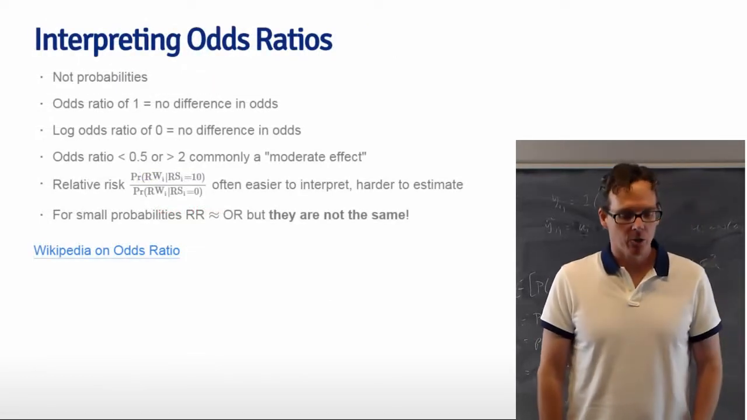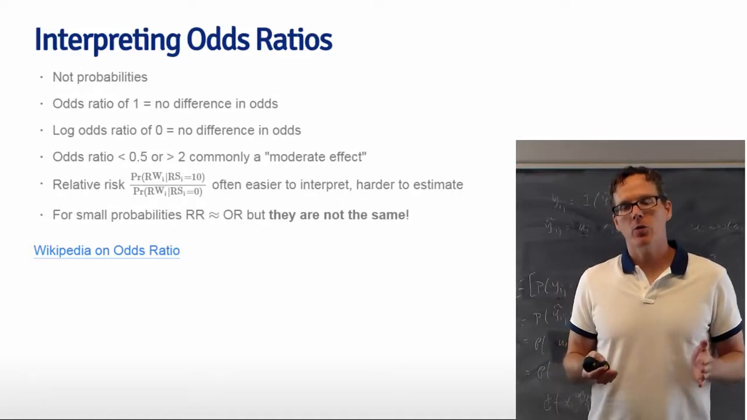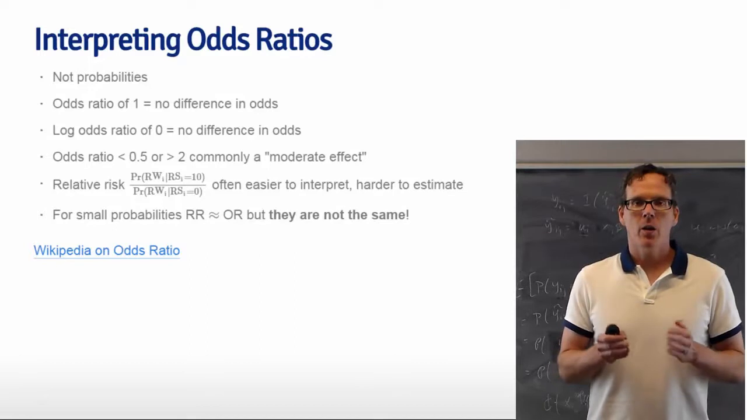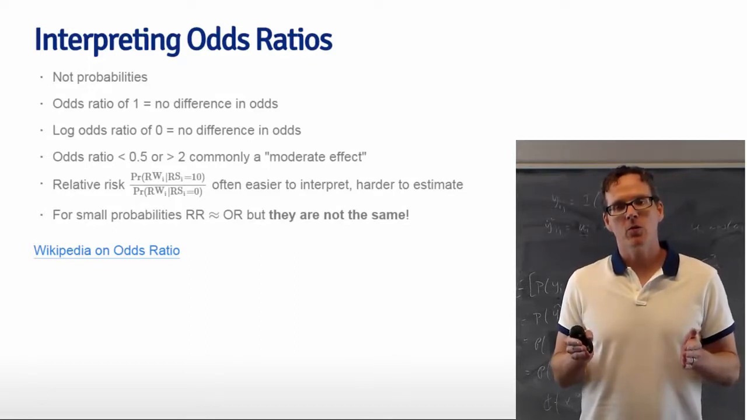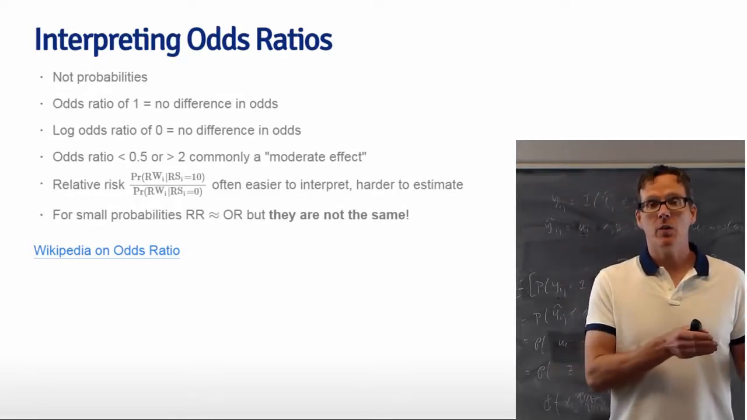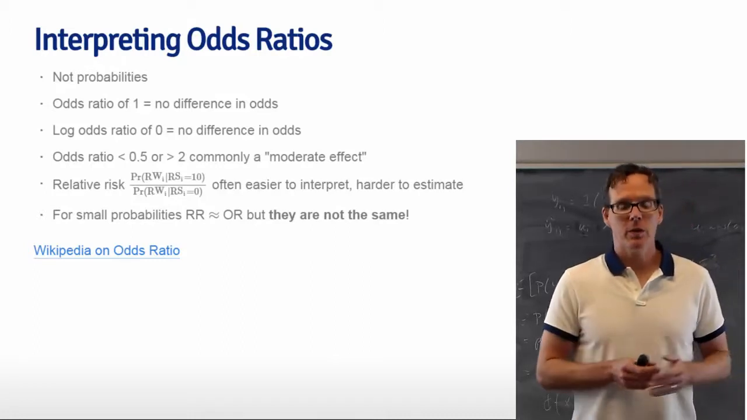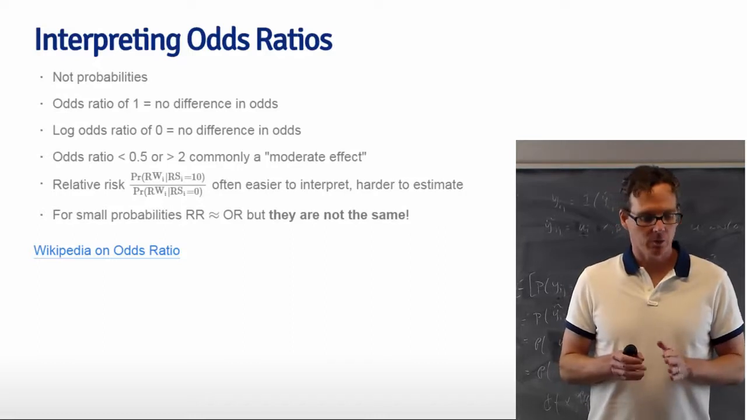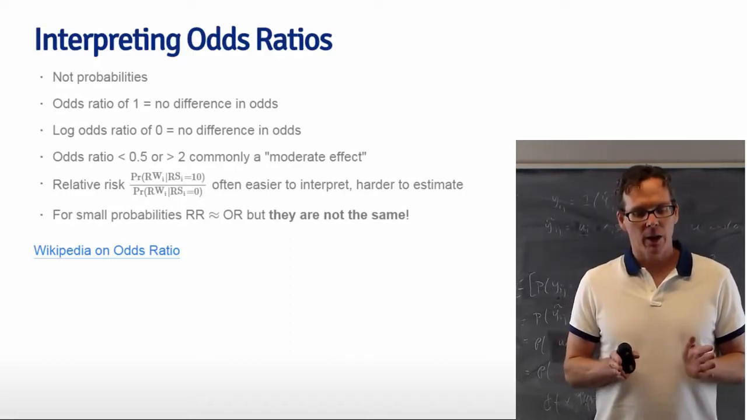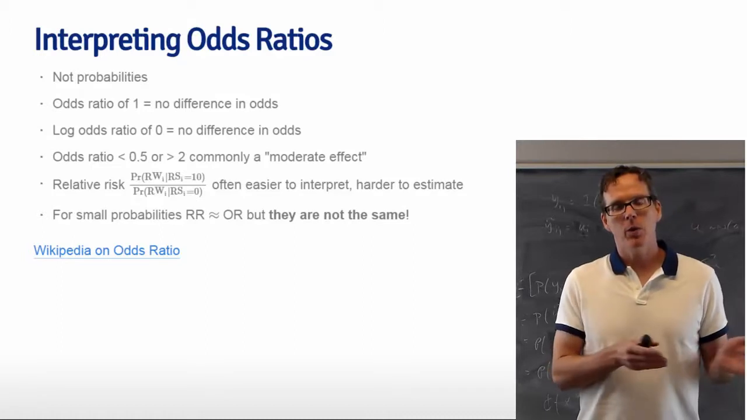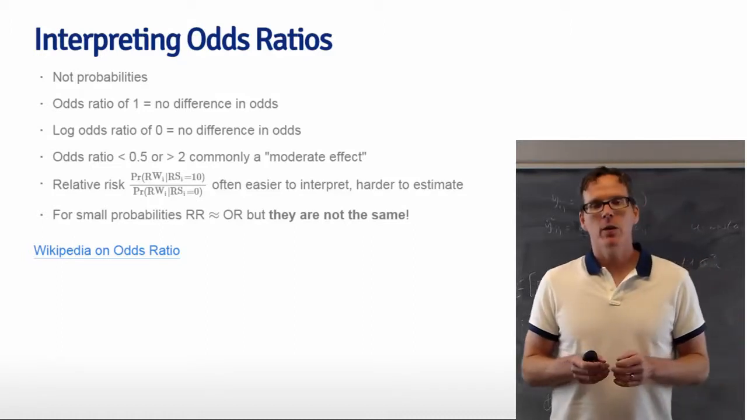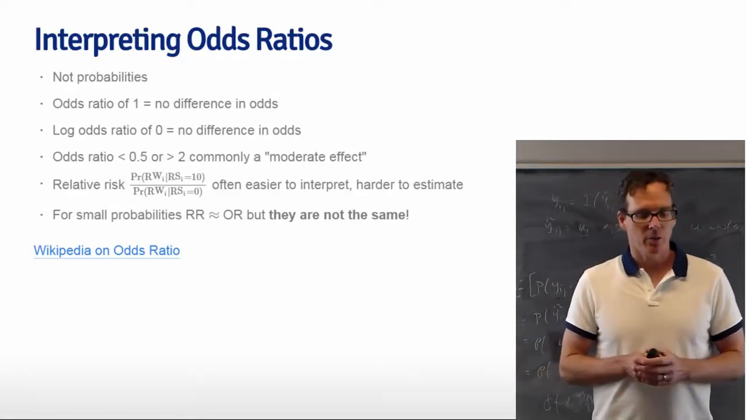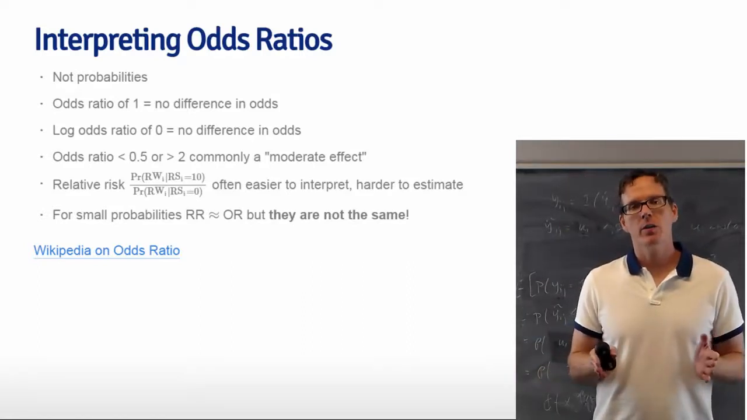So for interpreting our odds ratios, remember that our odds ratios are not probabilities. They are functions of probabilities, but they're not probabilities. An odds ratio of 1 means no difference, okay? But on the logit scale, of the log odds ratio, 0 means no difference. Often, if we have an odds ratio below 0.5 or above 2, I would consider it kind of a strong effect. It depends, that's very context dependent.